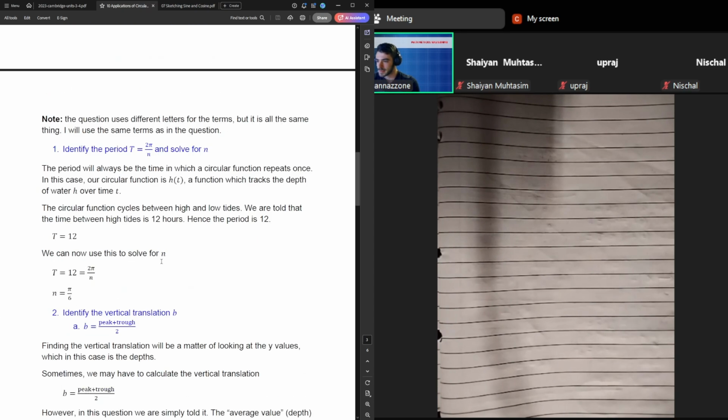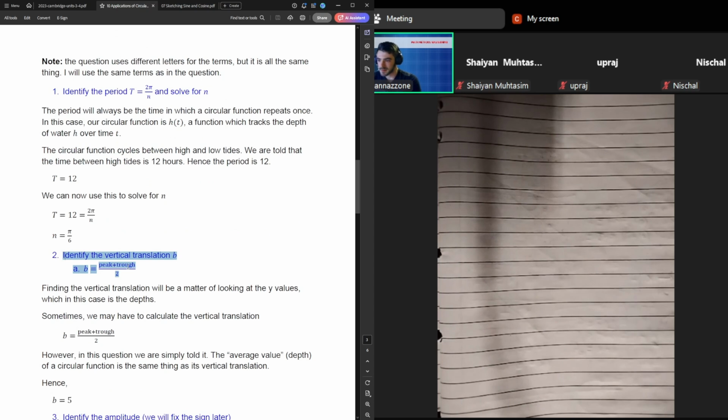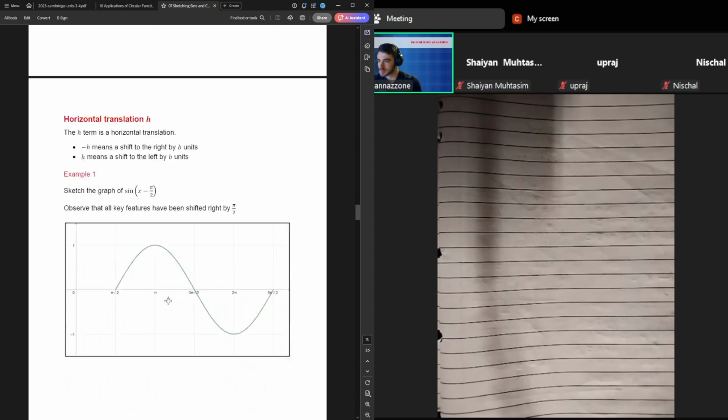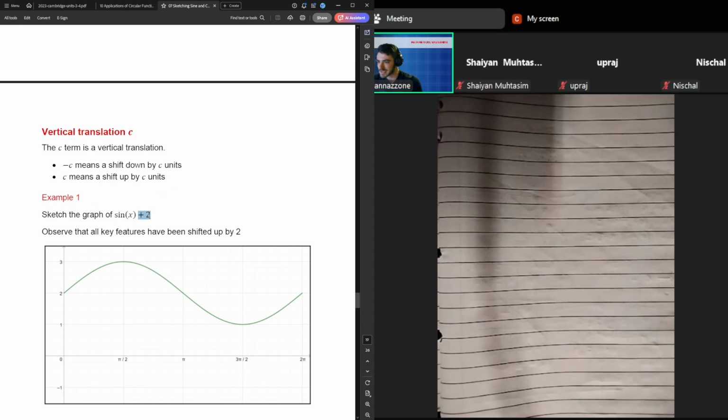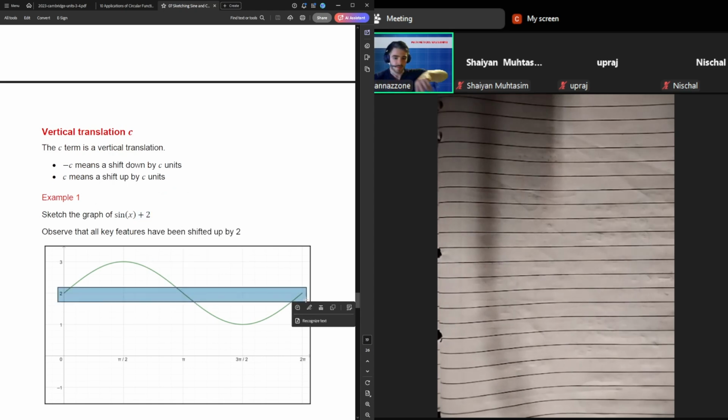Next easiest thing is typically to find your vertical translation. In the context of circular functions, the vertical translation will always be the midpoint of that circular function. So if I go all the way down to what vertical translations look like, there's a +2 here. And what that means is, instead of being a wave from the center point, you now have a wave that is centered at y equals 2 instead of y equals 0. So our goal is to find the mid-level of our circular function by any means necessary.